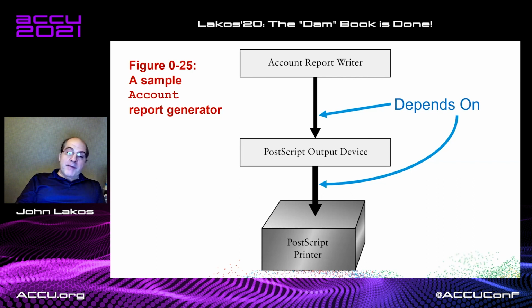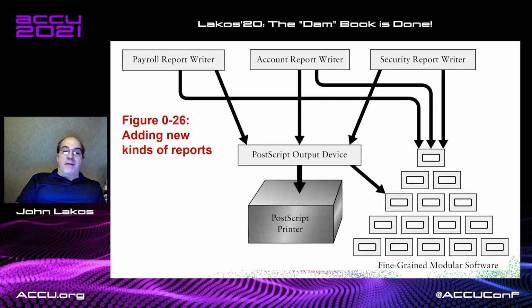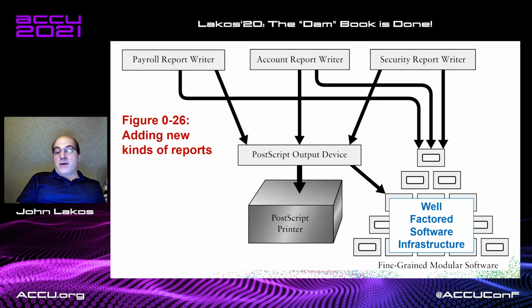So here we have a system where we have three different report writers, and they all depend on the PostScript output device, and they're all implemented in terms of a collection of library software, and thus they don't have to be as large as they might otherwise have to be if we had just copy-pasted a huge implementation over to the next and then to the next. This is what I would call well-factored software. It's hierarchically reusable. Each piece makes sense in itself. It's unit tested and so on.